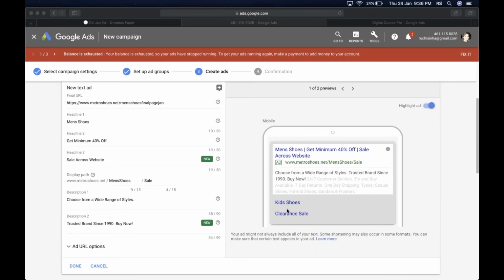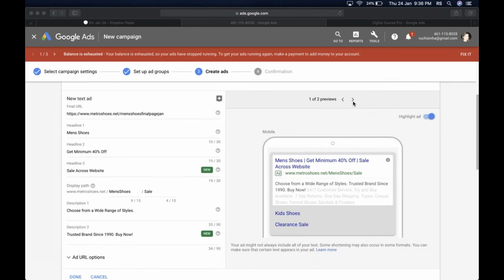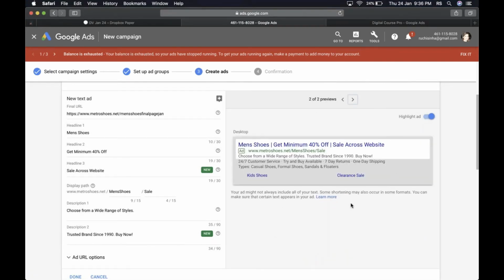And see, these are site links, right? You can write even more site links. I've just created two. You should create at least three, right? So you can add more site link extensions, right? And all these are combined. This is how your ad will look like on a mobile device. This is how it will look like on a desktop.